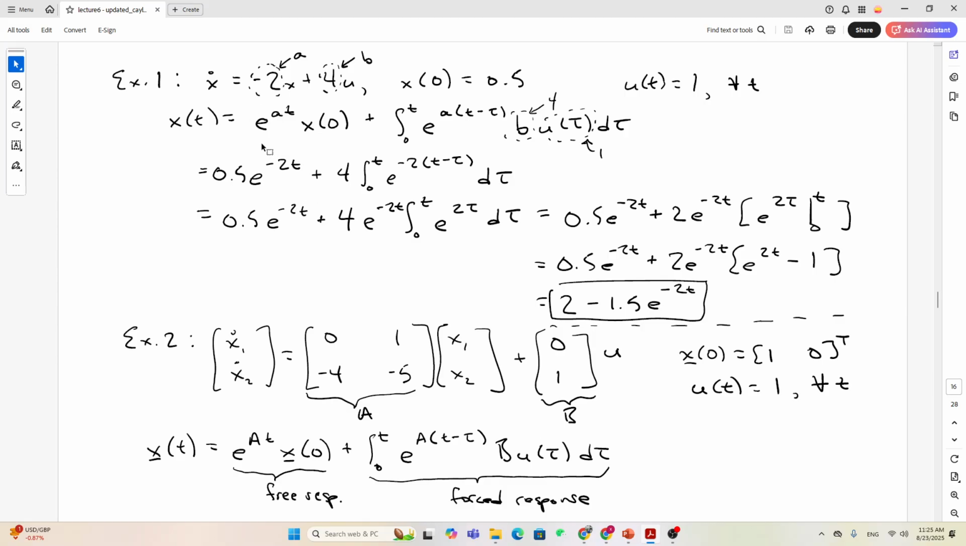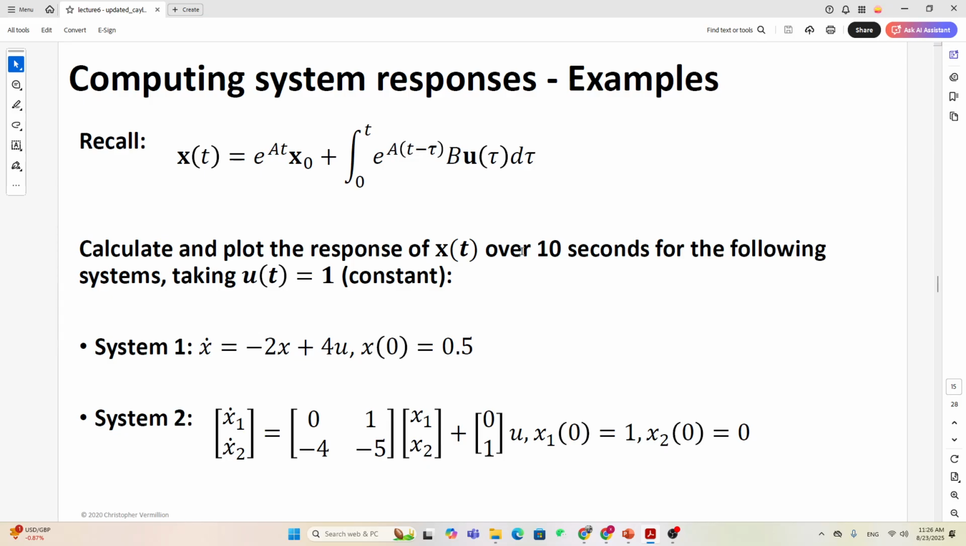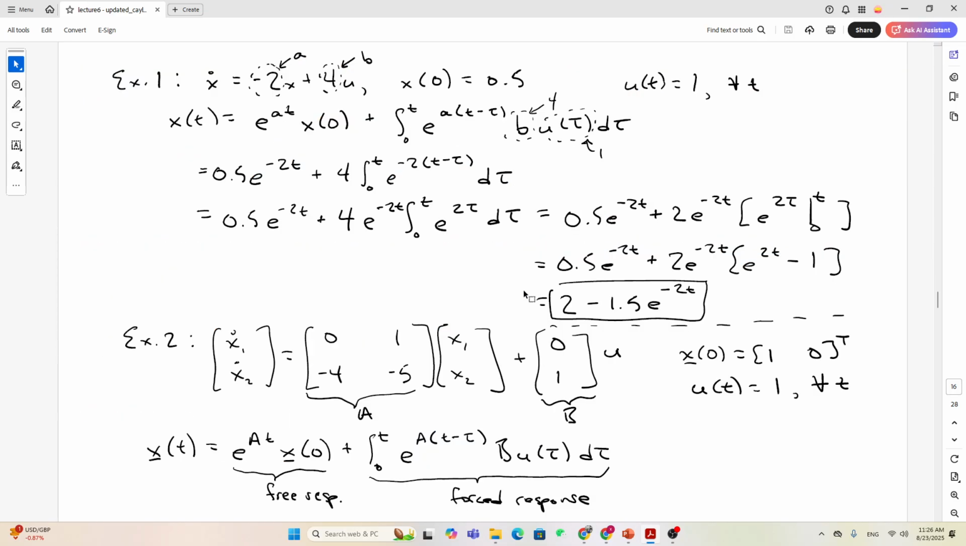So which means your free response equals 0.5 times e to the power minus 2t. And your forced response, we know your b equals 4, your input u equals 1, as we just mentioned in the predefined requirement. So we can simply derive it. And also we said that the final time is 10 seconds, from 0 to 10. So you can use your final t equals 10, and finally you will derive this final result for this first order differential equation system.